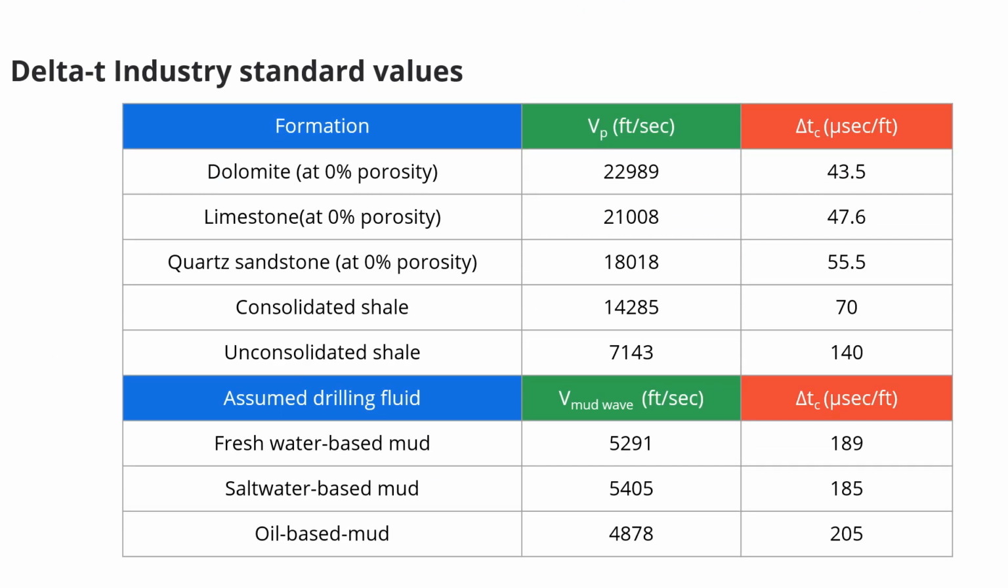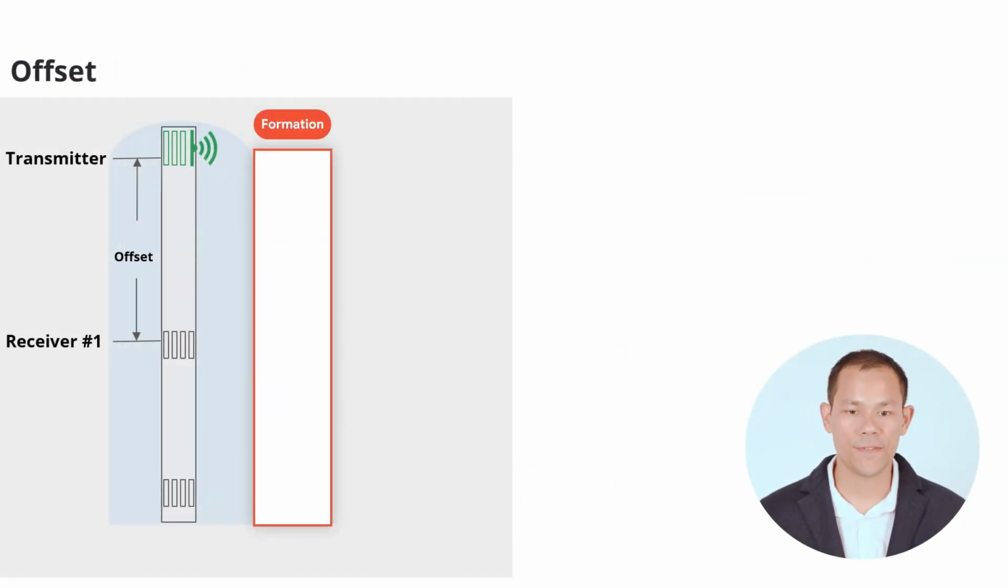Moving on to this table, in the red column, we can see values associated with delta T for different types of formation and different types of fluids. And the values of velocity shown in the green column are simply derived from dividing 1 million by the delta T value. Next, the transmitter to receiver distance is known as offset.